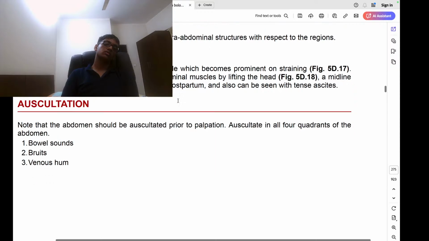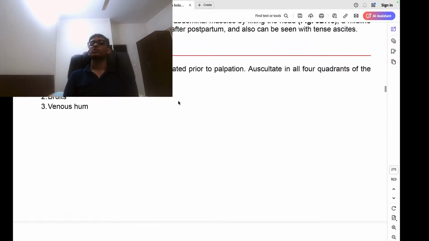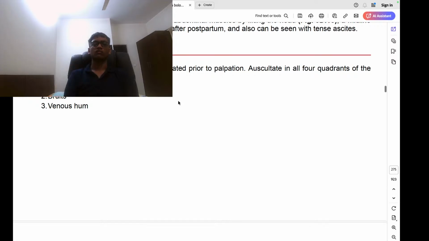Yeah, okay. So next we have auscultation. Note that auscultation should be done prior to palpation. You have to auscultate all four parts of the abdomen and listen for bowel sounds, bruits, and venous hums.